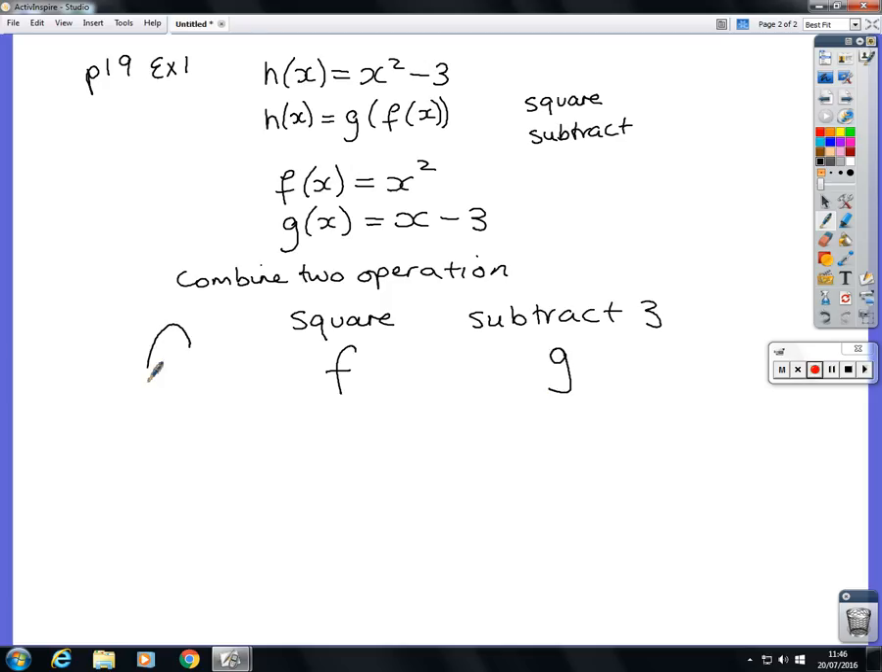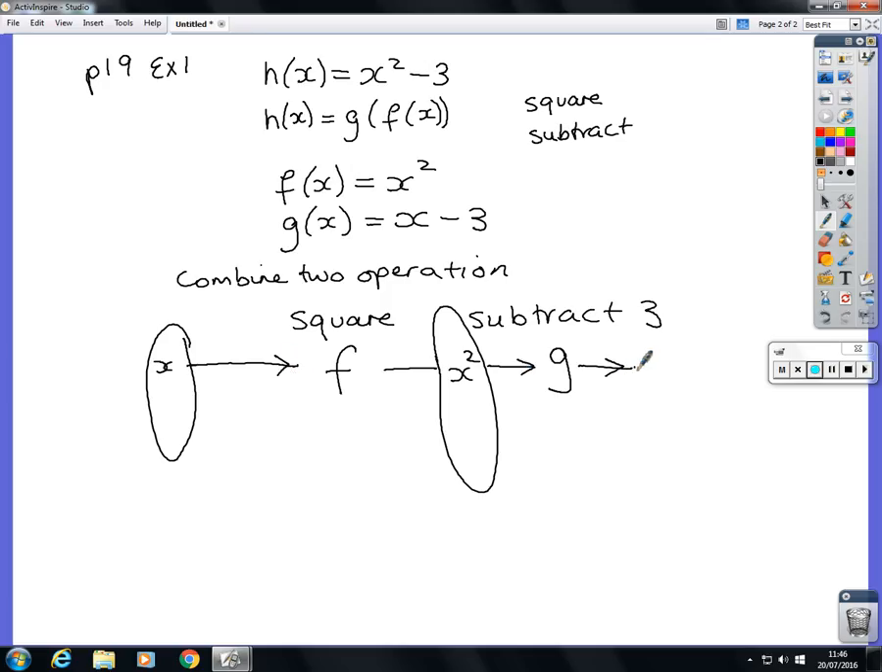So if we took our x's and operated f and square them, we get x squared. And then we operate g, which means we take x squared going into g, and out comes x squared subtract 3.